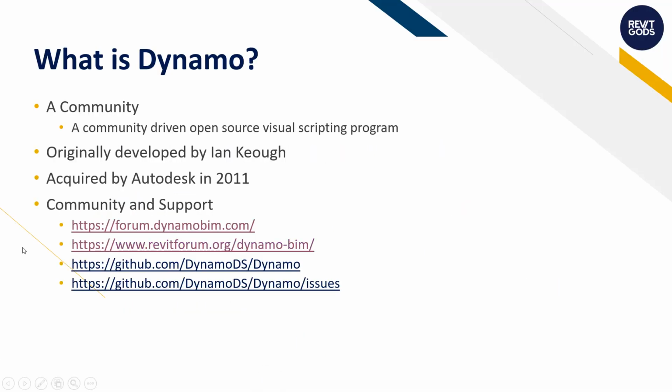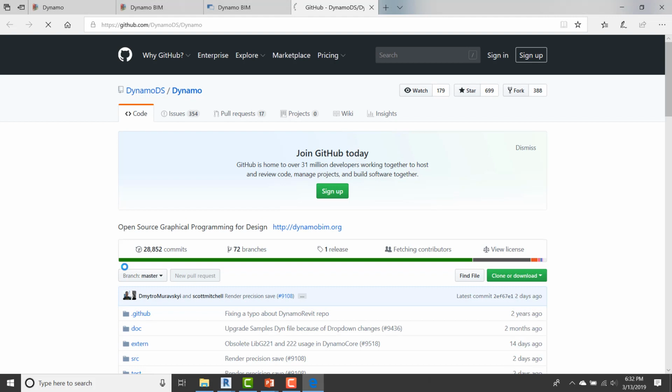So there's a website called GitHub. Let's open that. On GitHub, this is where Dynamo is being worked on, or basically where the code for Dynamo gets posted. So here's sort of a fun fact, right?